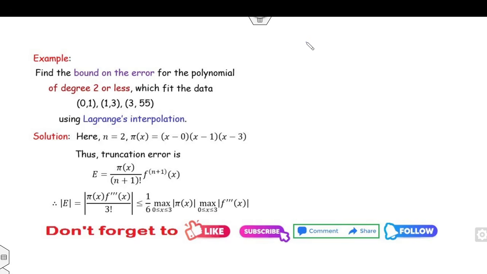Now since the function fx is unknown to you, is the function given to you? No.